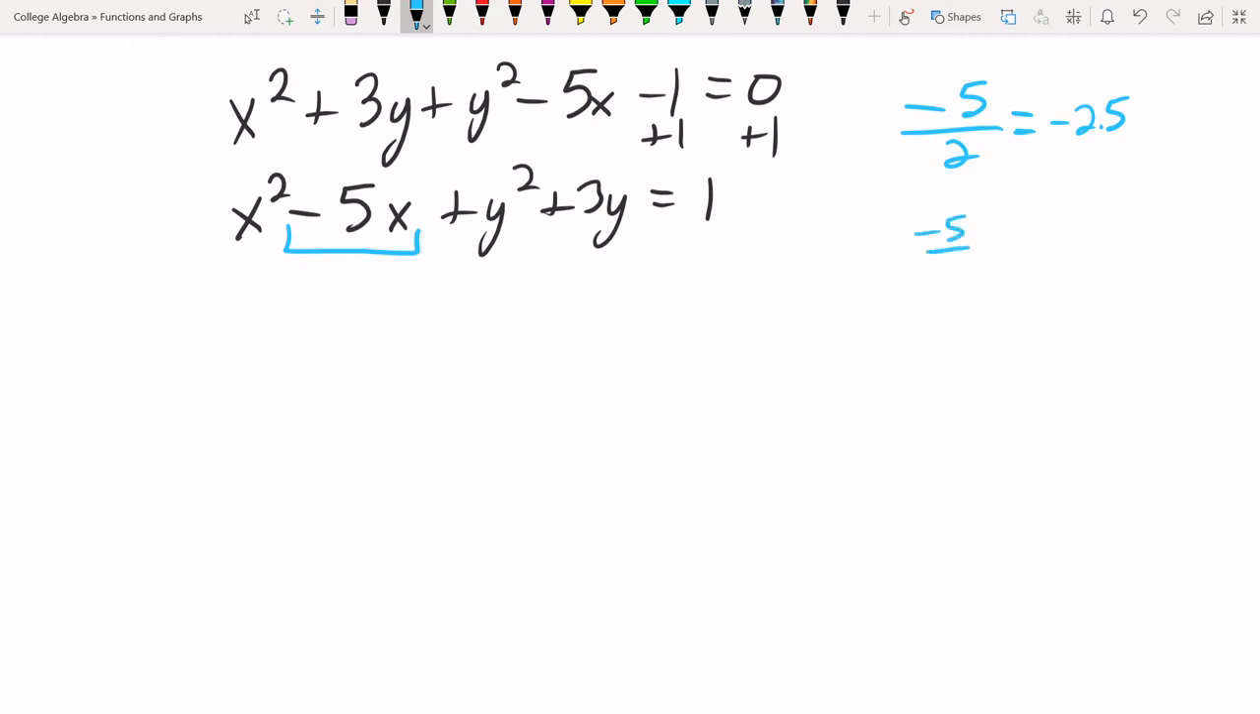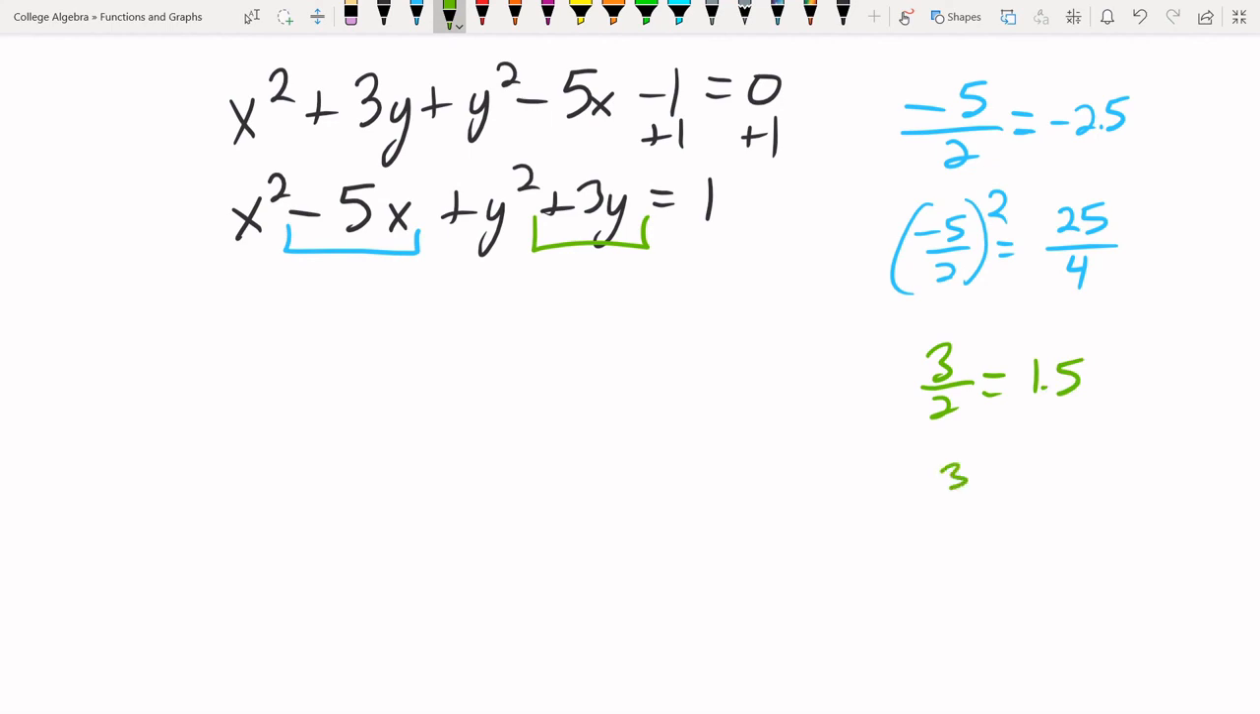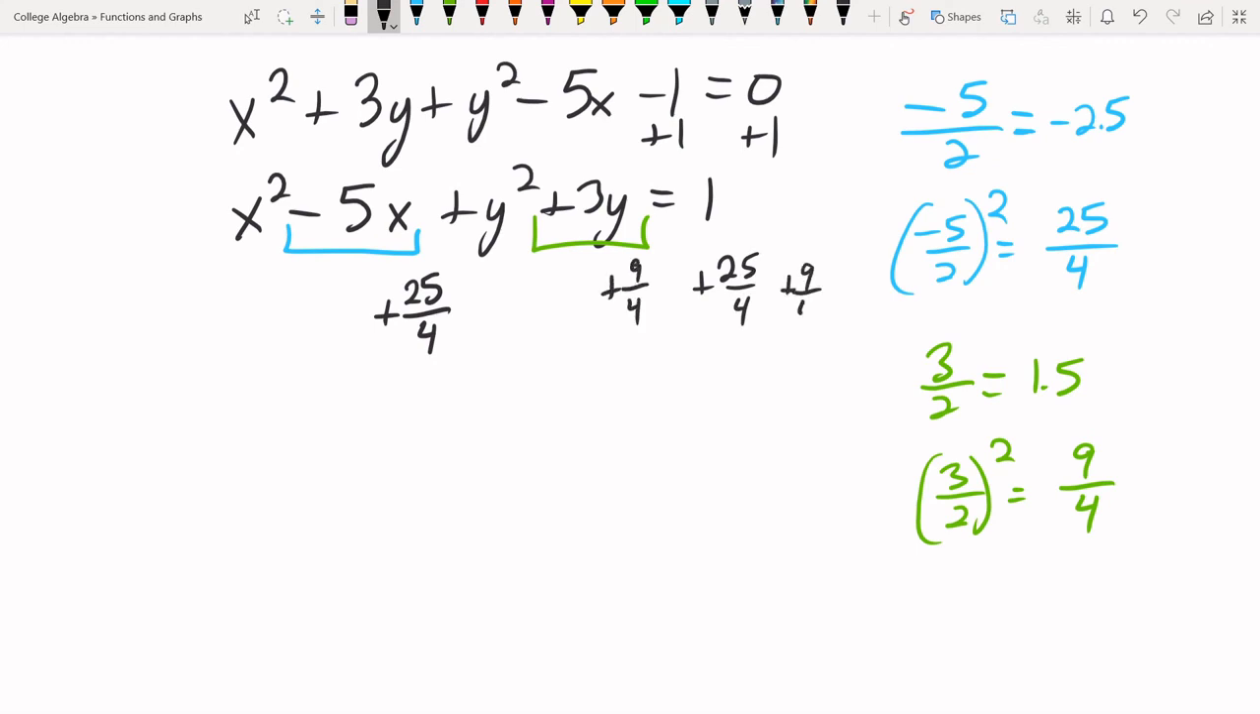And negative 5 over 2 squared gives us 25 over 4. For the green, we have 3 divided by 2, which is, you could say 1.5 or just leave it as 3 over 2. 3 over 2 squared is 9 over 4. So we're going to add 25 over 4 to both sides. And add 9 over 4 to both sides.